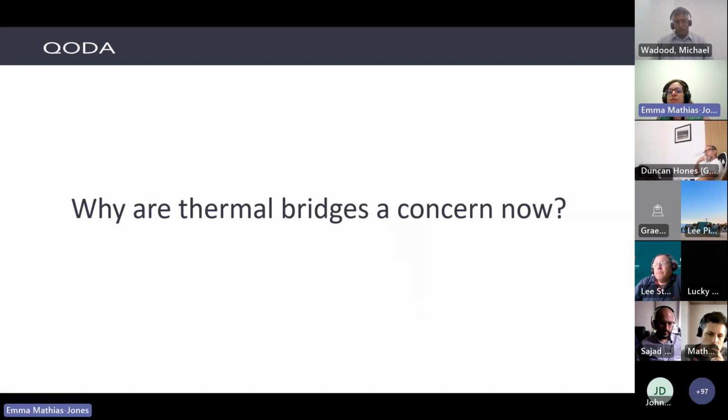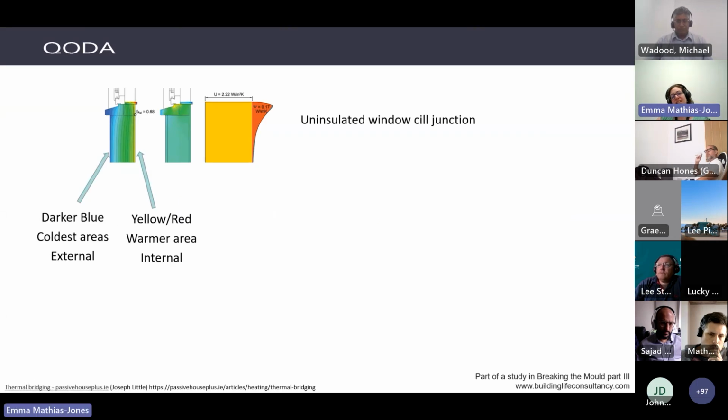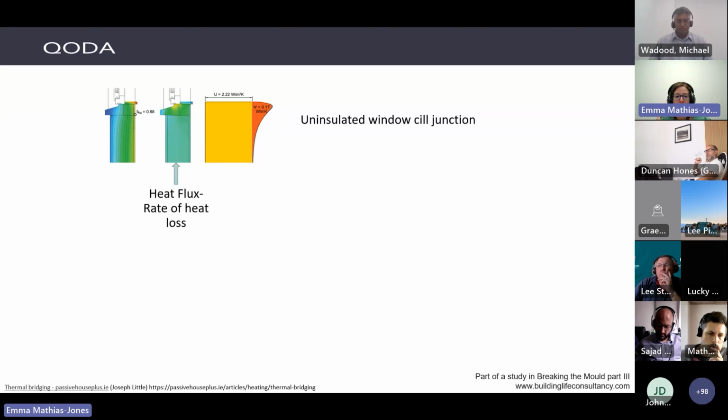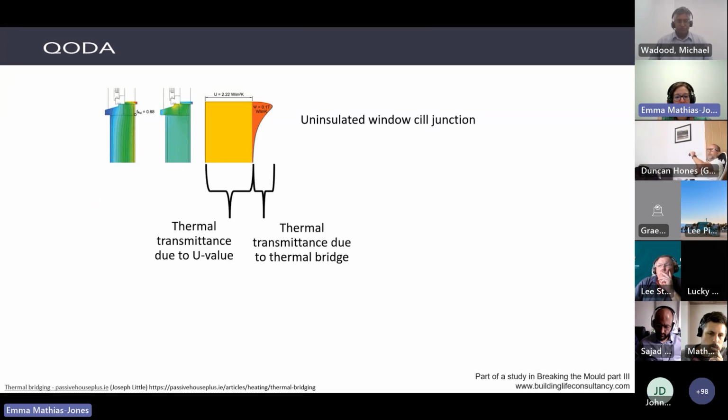So why are we concerned now? If they've always been a thing, why are we so worried? This is an uninsulated windowsill junction. On the far left image, you can see the cooler areas in darker blue and the warmer areas in that red section, so the whole wall is fairly cool. Then you can see the heat flux, or the rate of heat loss. Your thermal transmittance due to U value is that light orange, which is quite chunky, and your transmittance due to thermal bridge is that darker orange, which isn't significant compared to the U value, the main element there.